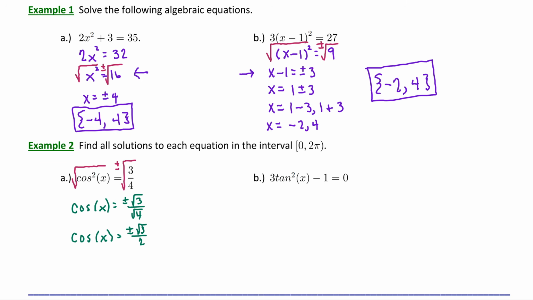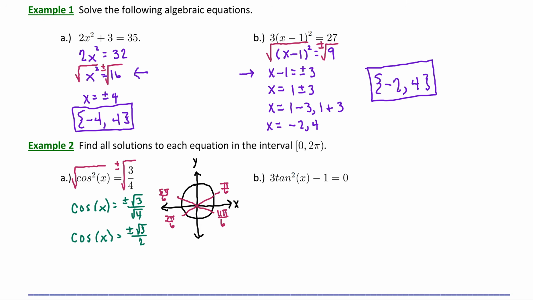Let's find all of the angles on the unit circle with a cosine value of plus or minus square root of 3 over 2. So we're looking for an angle whose x-coordinate on the unit circle is plus or minus square root of 3 over 2. In radians, we'll end up with angle pi over 6 or 5 pi over 6. In addition, 7 pi over 6 and 11 pi over 6.